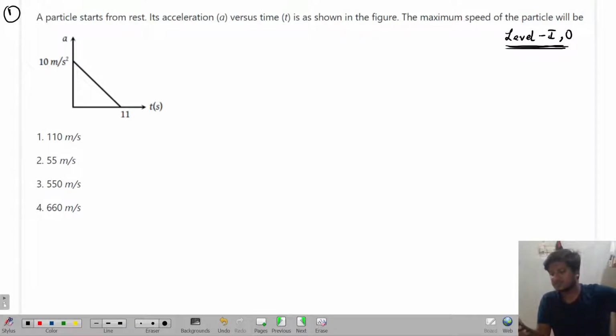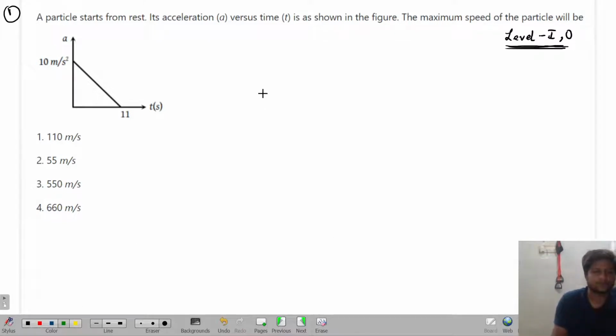Any idea, Sparsa, Nitish, Radha and all? Darshan? Any idea about this question? Ahmad, any idea? Ahmad, can you solve this question? Okay, I'll try this question.